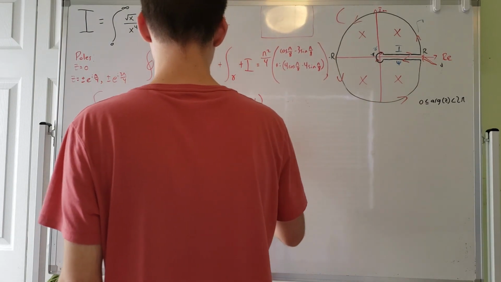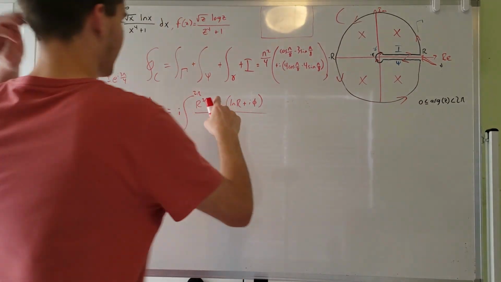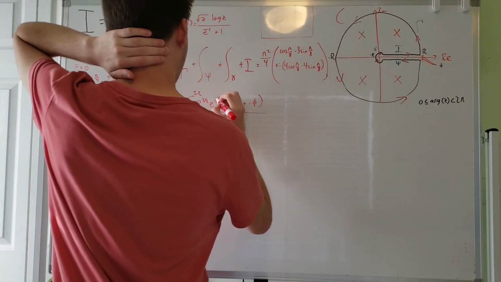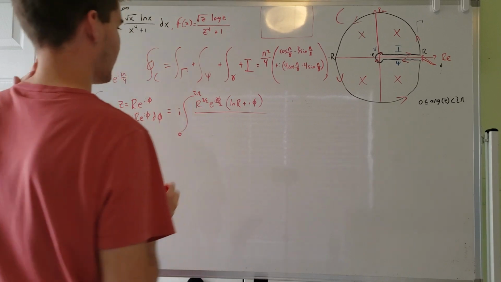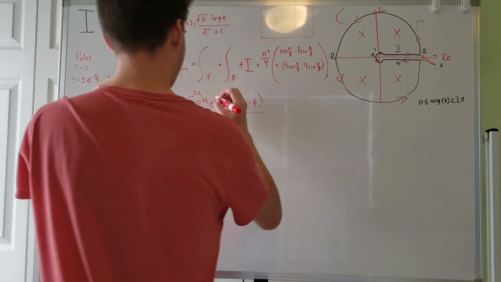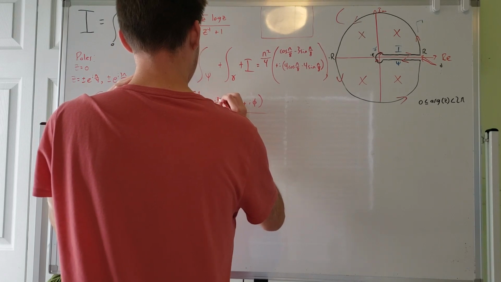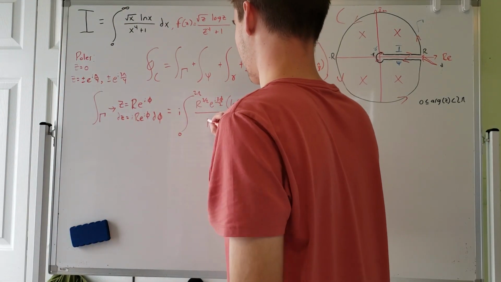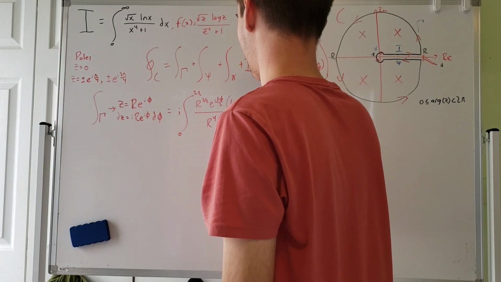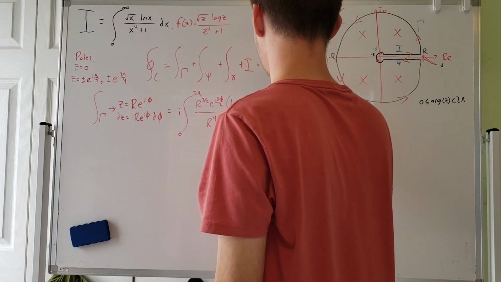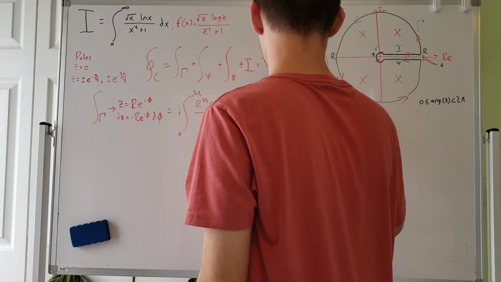This is all going to be over... Oh, and from the differential element, we also get another e to the I phi. So when we combine these, we can just make that a 3 phi over 2, which I will rewrite so you can see. Okay, then we have just z to the 4th, which will be r to the 4th e to the I 4 phi plus 1 d phi.